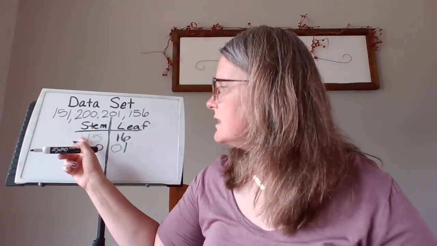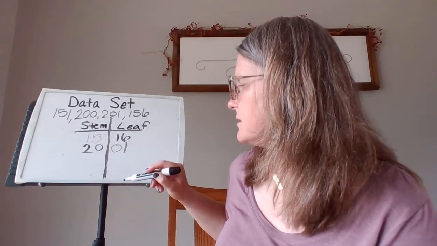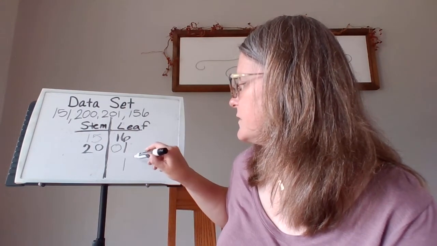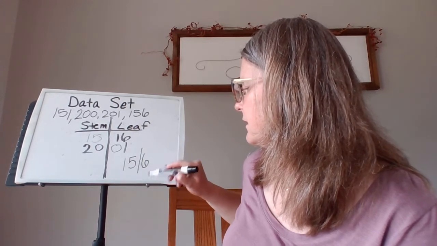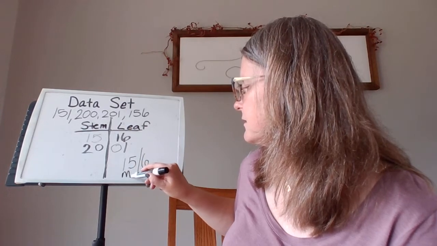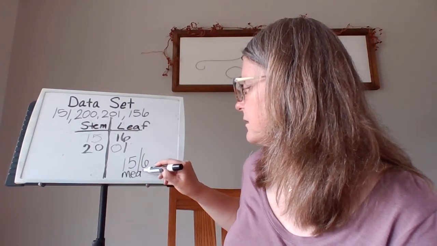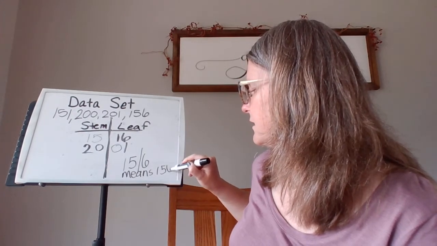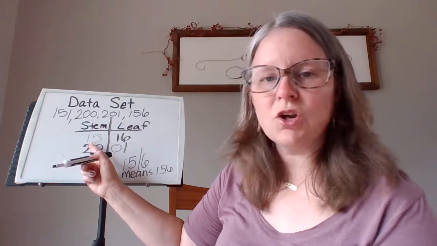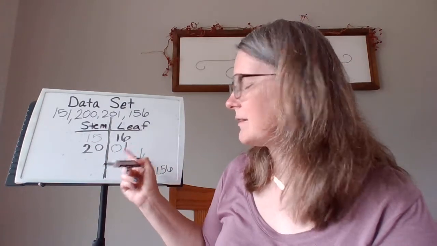So the last piece that I want to talk about before we go is that a stem and leaf always has to have a key, a little bit like on a map, to tell us exactly what our numbers are representing. So in this situation, we might write 15 here, 6 means 156. And that would help us to know how to read our stem and leaf.